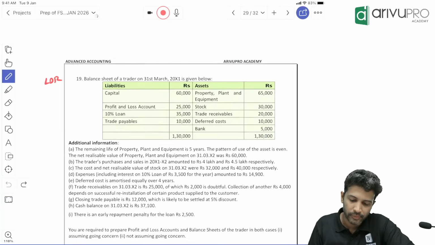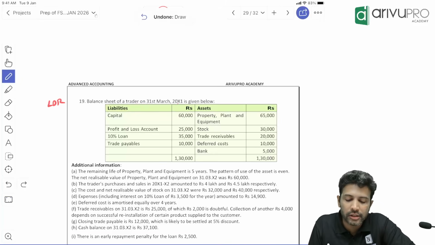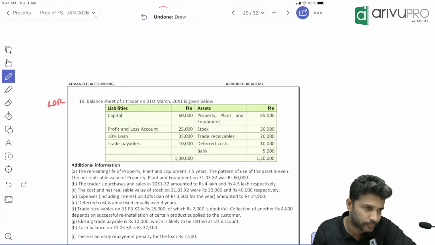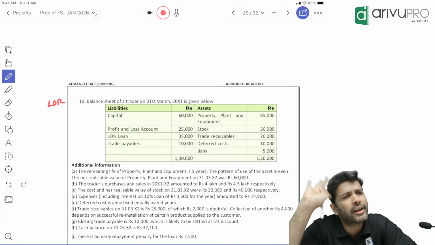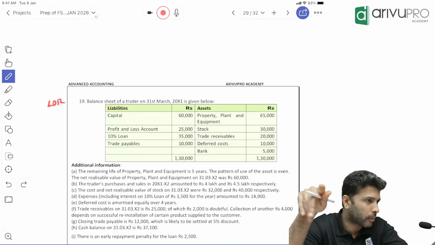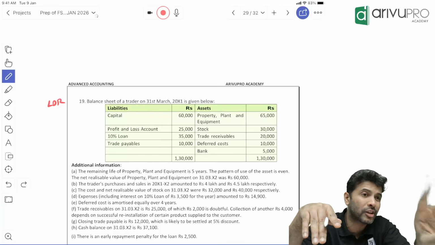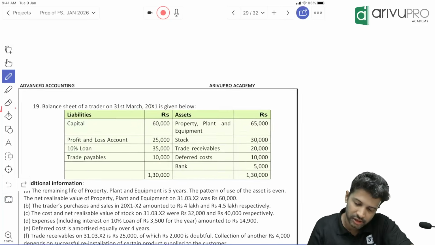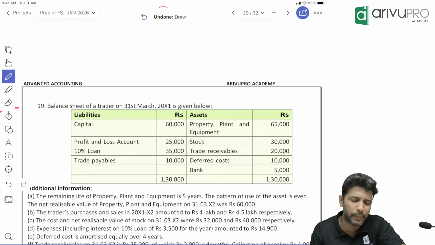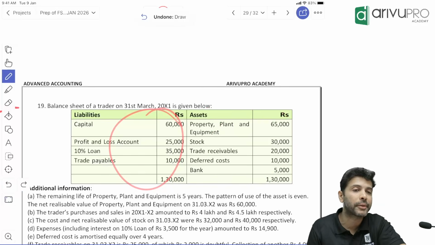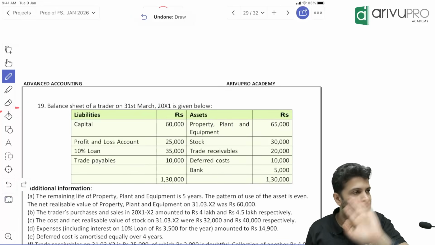Check this. The balance sheet of a trader on 31st March 20x1 is as follows. It's a trader, so should we prepare the balance sheet and P&L in Schedule 3 format or our old format? Trading and P&L account format, because it's not a company, it's a trading concern. Capital is 60,000, P&L 25. Usually for a trader, you will not show P&L separately; you will add it to the capital. 10% loan, 35 lakh. Trade payable is 10,000. Since it's a trader, they have given the balance sheet in this format, and in the solution also we'll present it in the same format.